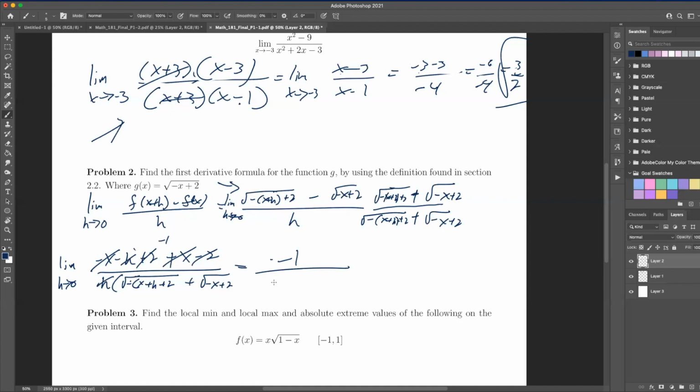I can do that. And then here what I'm going to do is square root of minus x plus 0 plus 2 plus square root of minus x plus 2. And so that's going to equal negative 1 over 2 square root of minus x plus 2. Okay.